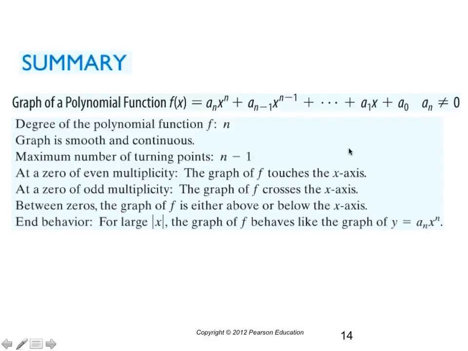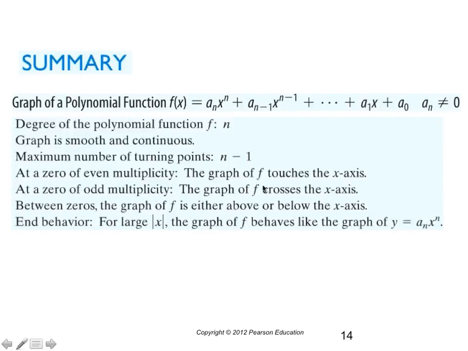Okay, here is listed a summary of the graph of a polynomial function. So it's important to remember a few things about polynomials. The first being that the degree is going to be n, that's your largest power for your polynomial. Graphs of polynomials are always going to be smooth and continuous. The maximum number of turning points is always one less than the degree.